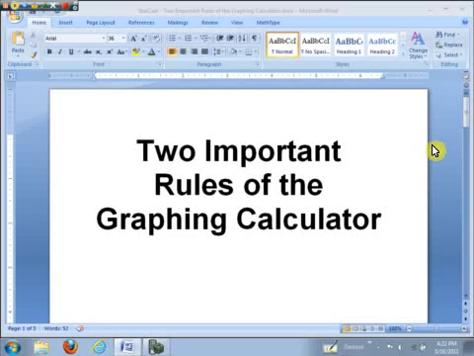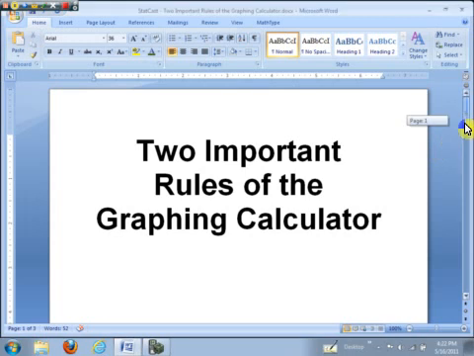Professor Davis, and in this first StatCast, well, we aren't going to do any statistics. We're just going to talk about some of the particulars of the graphing calculator, some of the common things that we have to know in order to make sure our computations are correct.